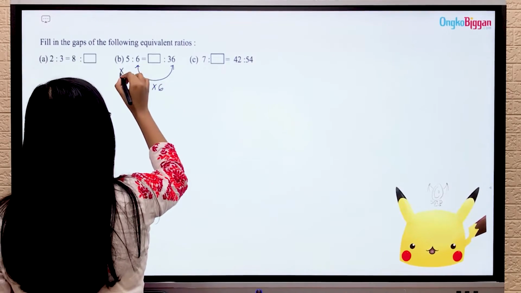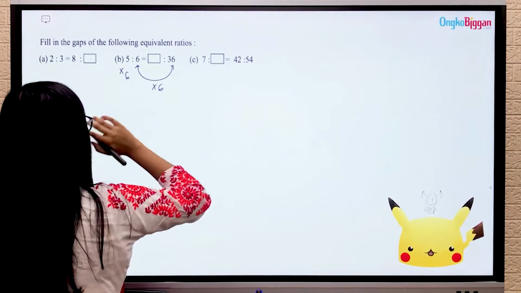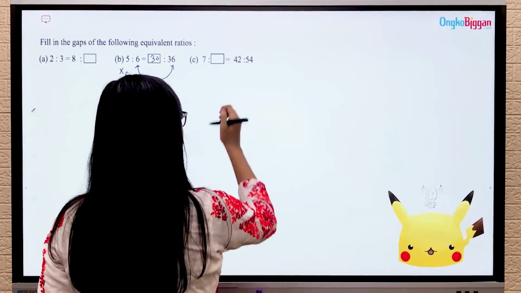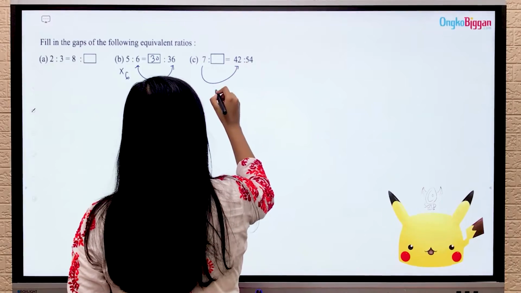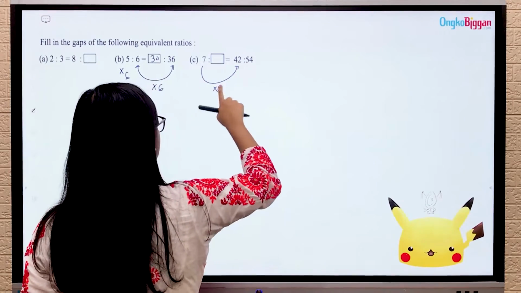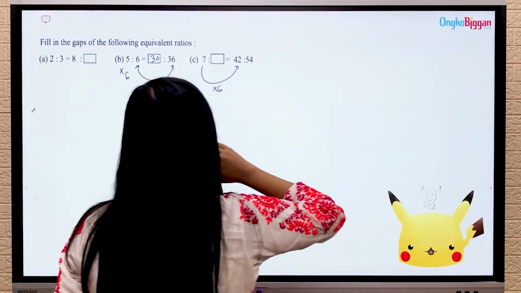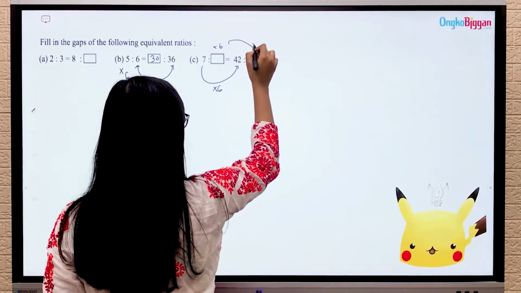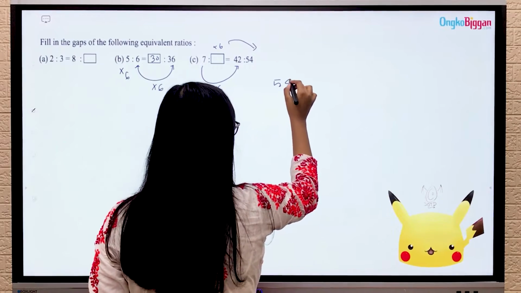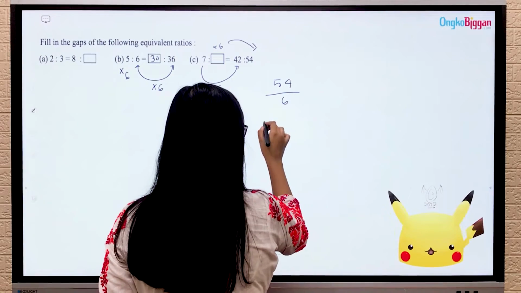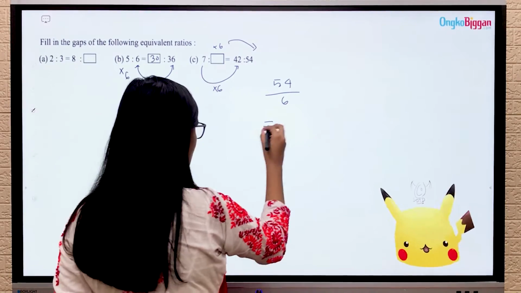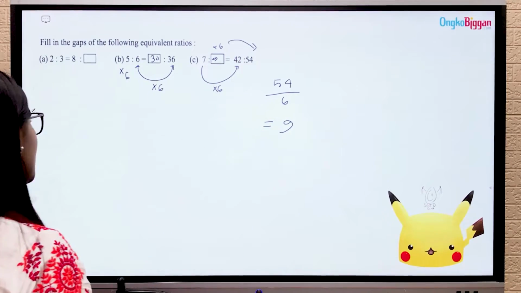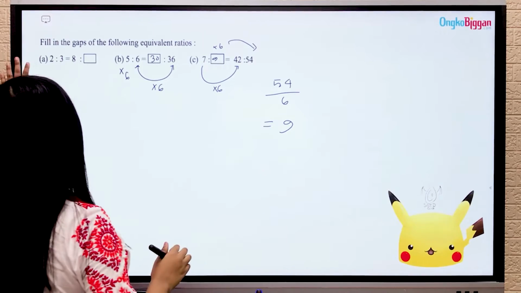So easily the antecedent will also be multiplied by 6, that means 5 times 6 is 30. Similarly, you can see 7 and 42, it's 6 times, that means 7 times 6 is 42. So the thing that will be in this box will be multiplied by 6 and it will be 54. That means we need to divide 54 by 6, so there will be 9. So 7 is to 9. So very easy type of math.